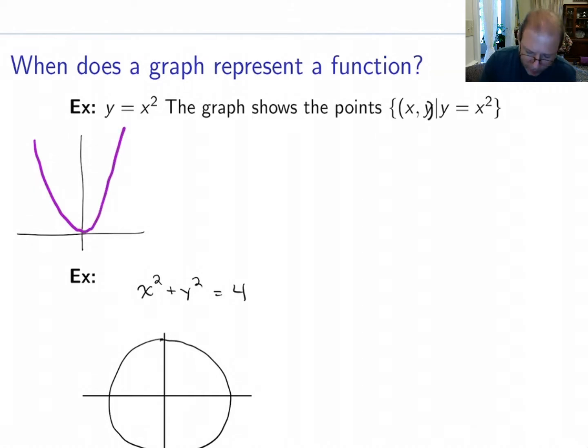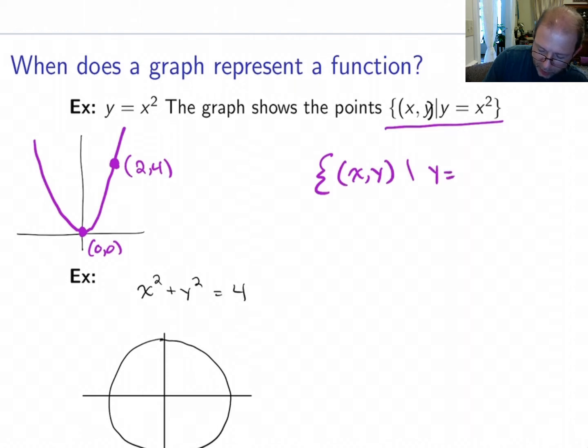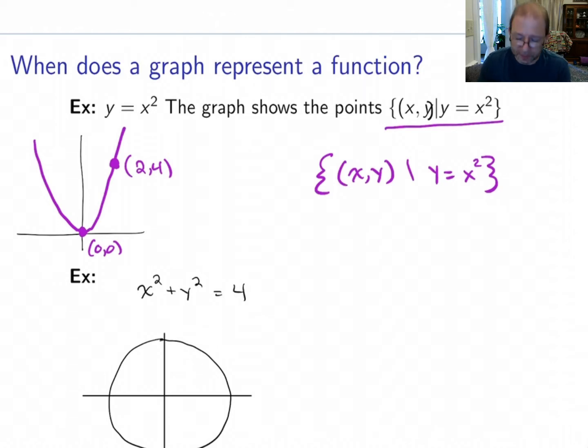That's a function. You can think of this as being every point, any point that we pick on here, say this is 2, 4. This one down here is 0, 0. So this graph really tells us what all of the ordered pairs are. Every point on there is an ordered pair. So we can write that out using this over here, which is called set builder notation. (x, y) such that y equals x squared. So we can still consider this as an infinite number of ordered pairs. And it is a function.